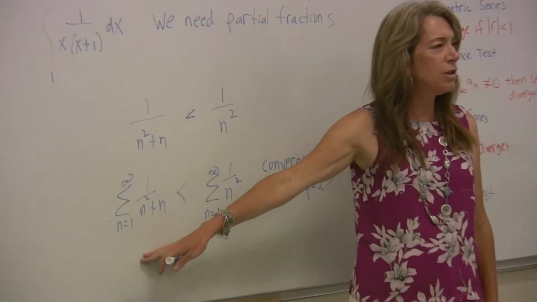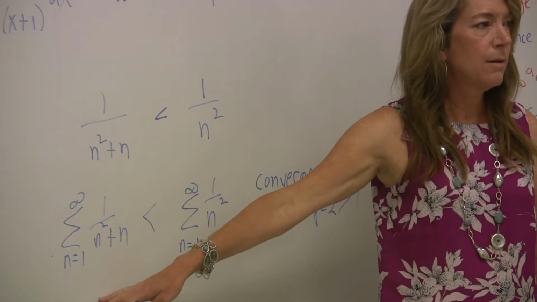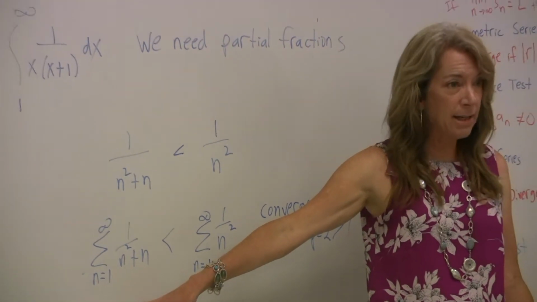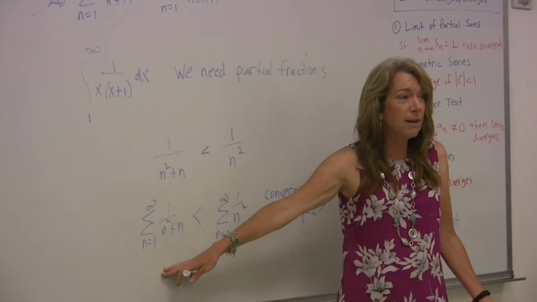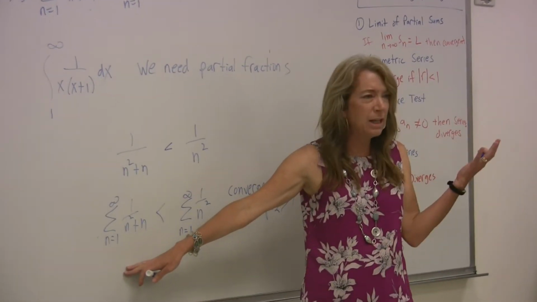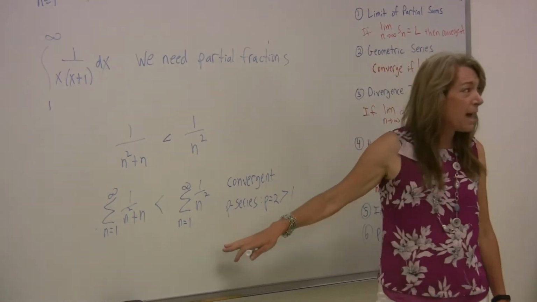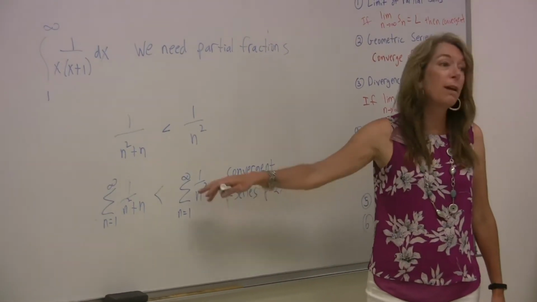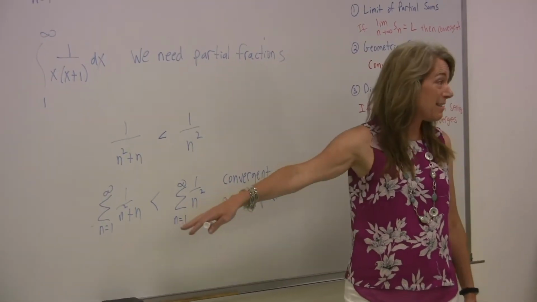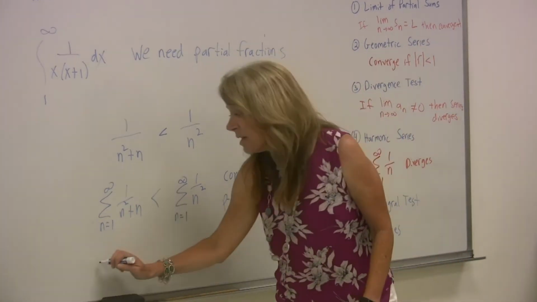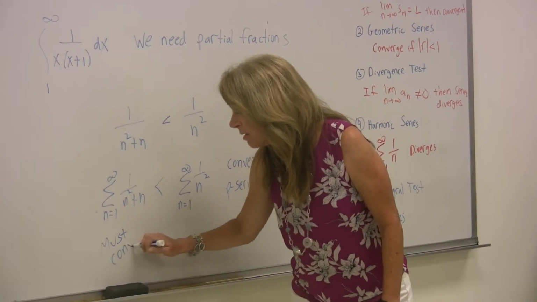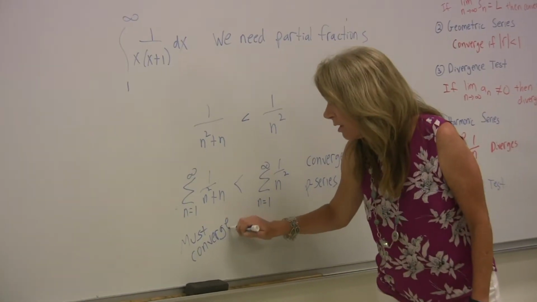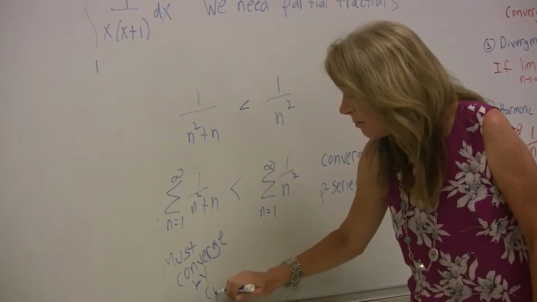Do you think it converges or diverges? It has to converge, right? Because it adds up to a number that's less than 5. There's no way it could diverge, because diverge means it adds up to infinity. If it's smaller than 5, or whatever this adds up to, it has to converge. This must converge by what's called the comparison test.